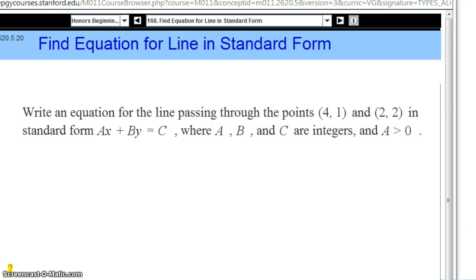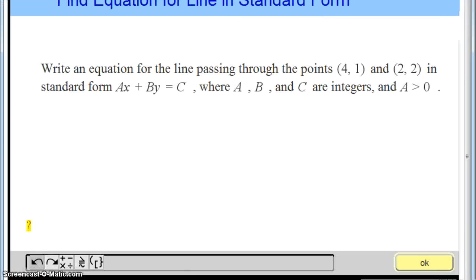So let's take a look and see if they'll show us the answer here. It shows x plus 2y equals 6. And that's exactly it. And make sure you have the x coming first, then the y, and then 6. And that's how you find an equation in standard form.